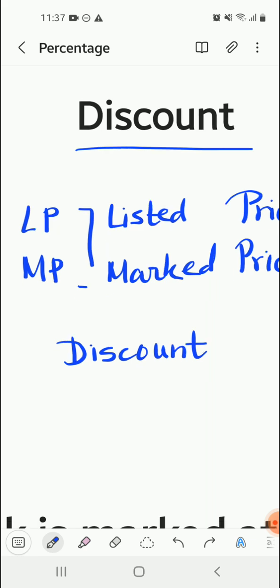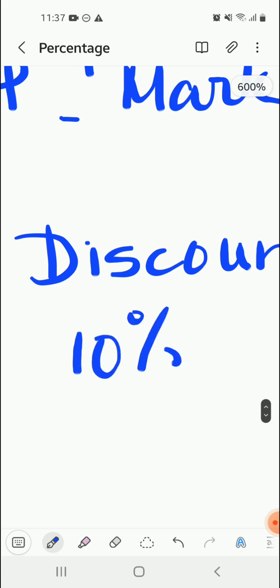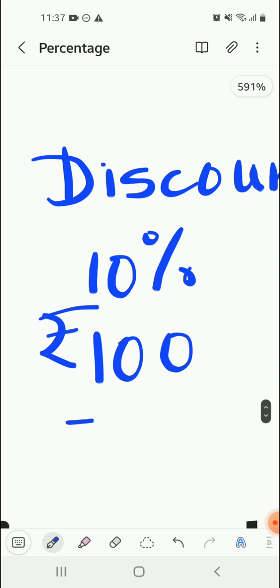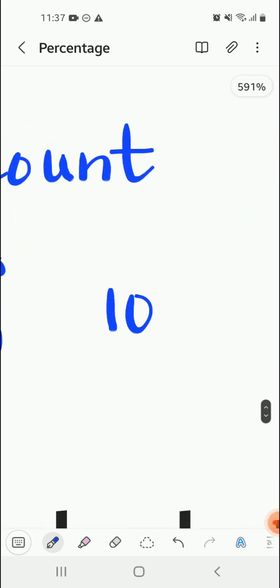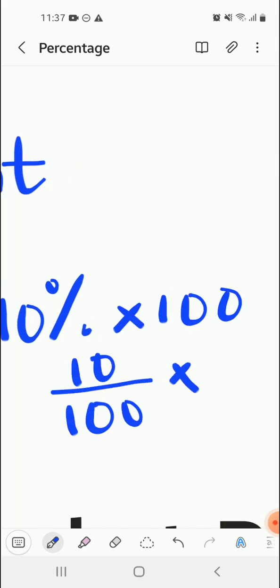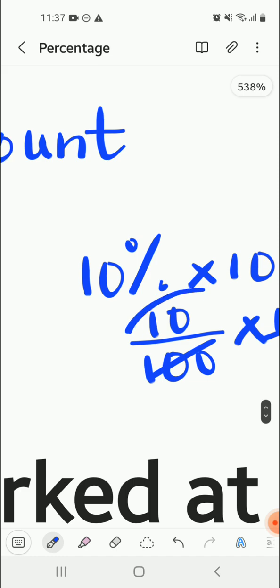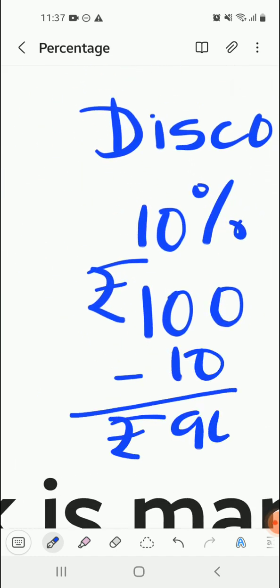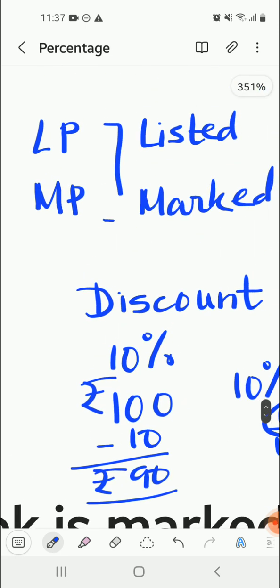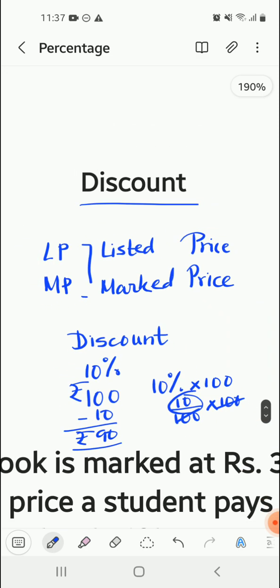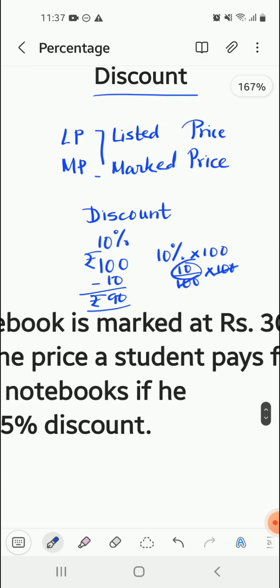Now, for an example, if a 10% discount is given on a good that was rupees 100, then from rupees 100, 10% discount is charged, that is 10% of rupees 100, that is 10 by 100 of rupees 100, that is rupees 10. Now 10 gets deducted from 100 and now it becomes rupees 90, which is the price at which it is offered to the customers for sale. Now once we've understood the concept of discount, we're going to straight away move to the sum.